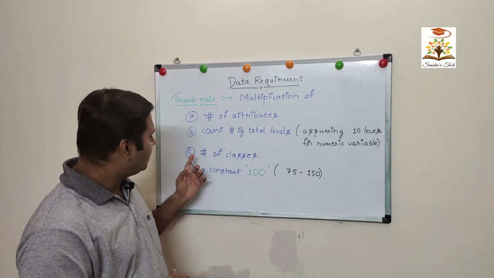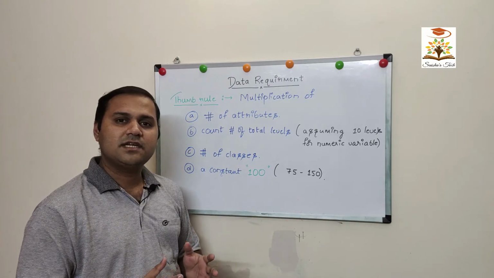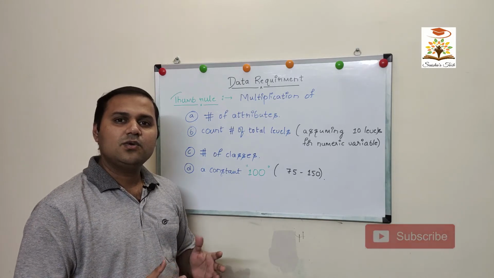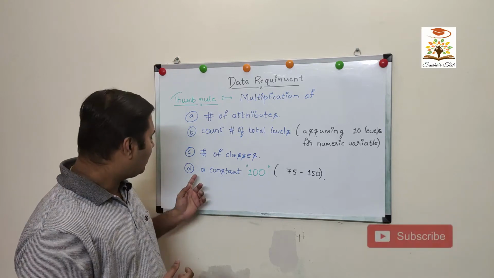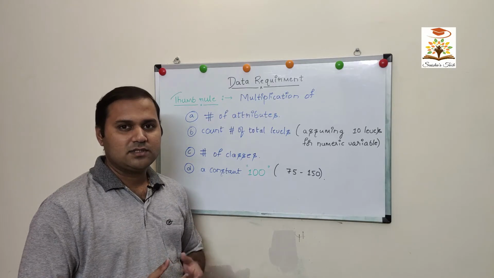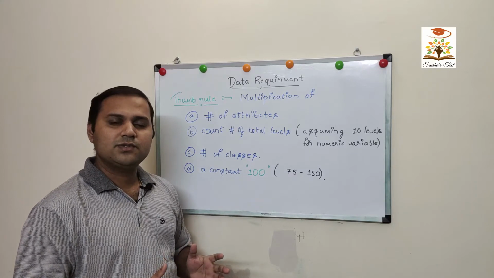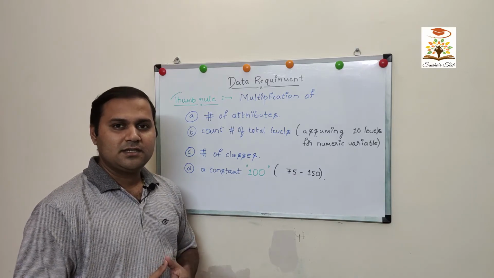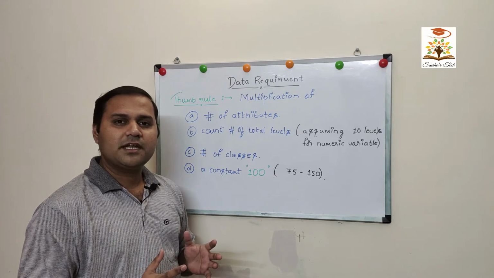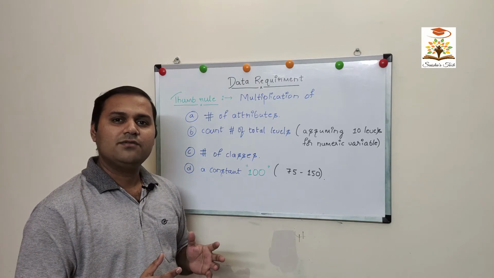The third factor is the number of classes. Here, classes represents the number of levels in the target attribute. For example, rain or not rain. This is a 2-class variable. The fourth factor is a constant of 100. This 100 is not a constant. You can vary it from 75 to 150. We usually choose 100 for multiplication easiness. This is how you calculate the minimum data required for modeling. Now let us implement these on few of the examples.